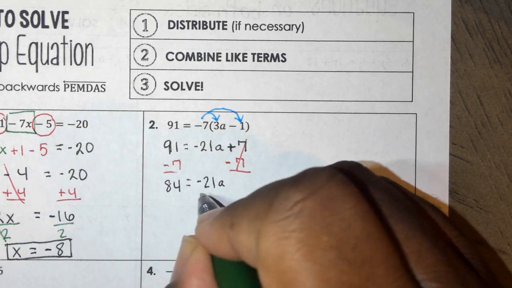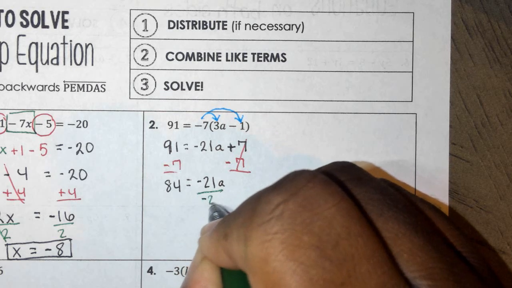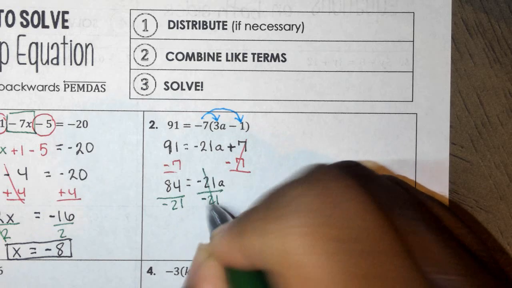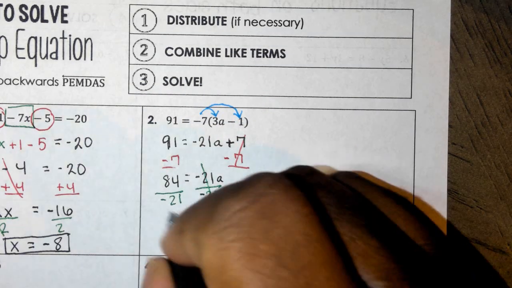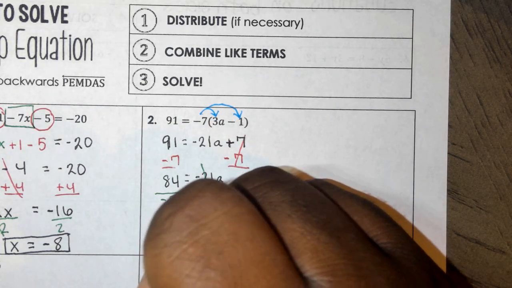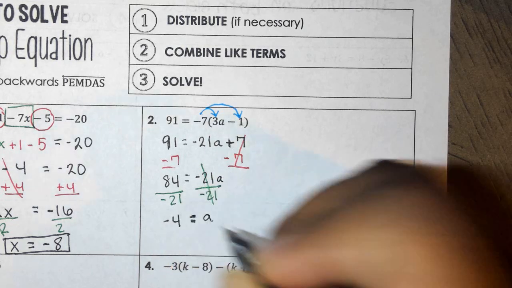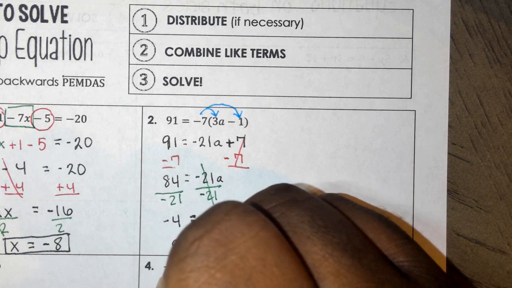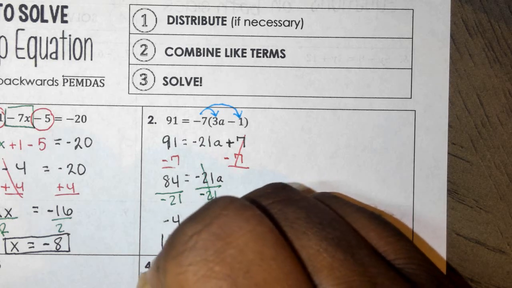Then, after that, it's 84 equals negative 21A. Divide by negative 21. Cancel. 84 divided by negative 21 will leave me with negative 4, and that equals A. If you don't like the way that looks, at the end, once you solve for the variable, you can always say A equals negative 4. Just flip the 2 around.